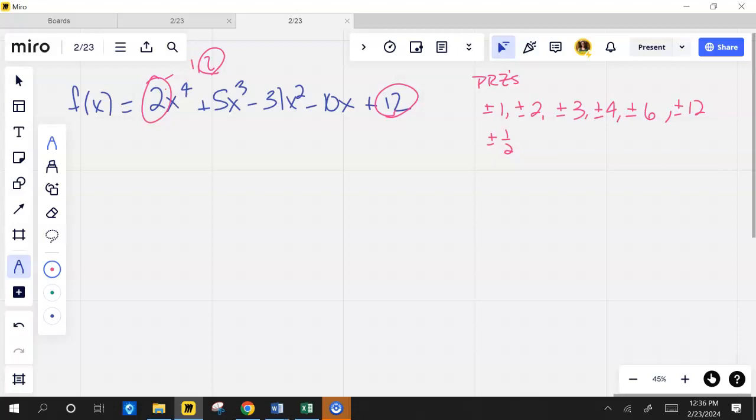What we do is we take all of these factors and we divide it by every single factor here. You don't need any repeats. I'm taking all of these numbers and I've already divided them by 1. Now I'm going to divide them all by 2. 2 divided by 2, I don't need repeats, 1's already in my list. 3 divided by 2 is not in my list. Is 4 divided by 2 in my list? 6 divided by 2. 12 divided by 2. These are my PRZs.